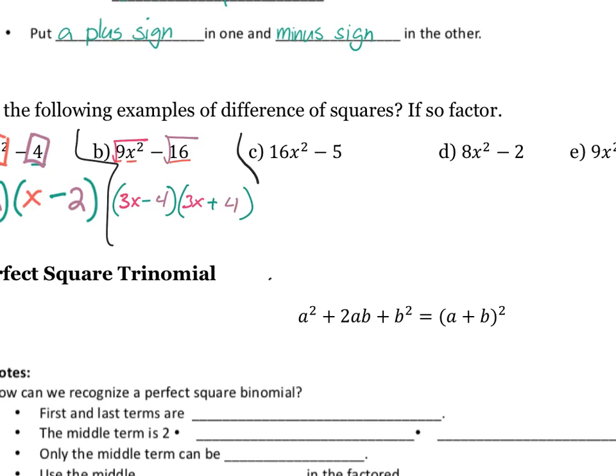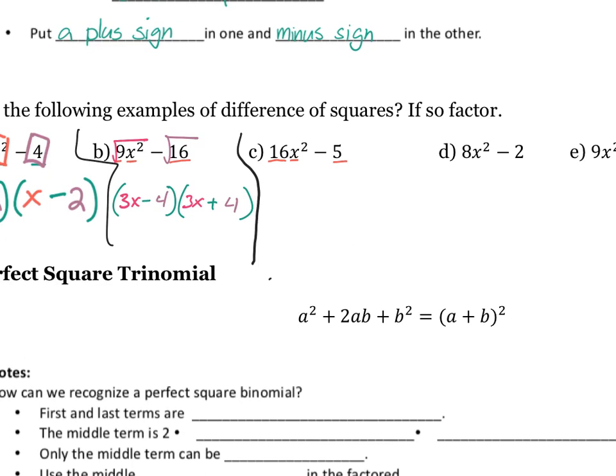Okay, next one here. So looking up front here, 16 is a perfect square. X is a perfect square, but 5 is not a perfect square. So this is not a difference of squares. Now I could look further and see if it's factorable, right? The directions say if it's a difference of squares, factor, but let's just see if it's factorable anyway, even though it's not a difference of squares.